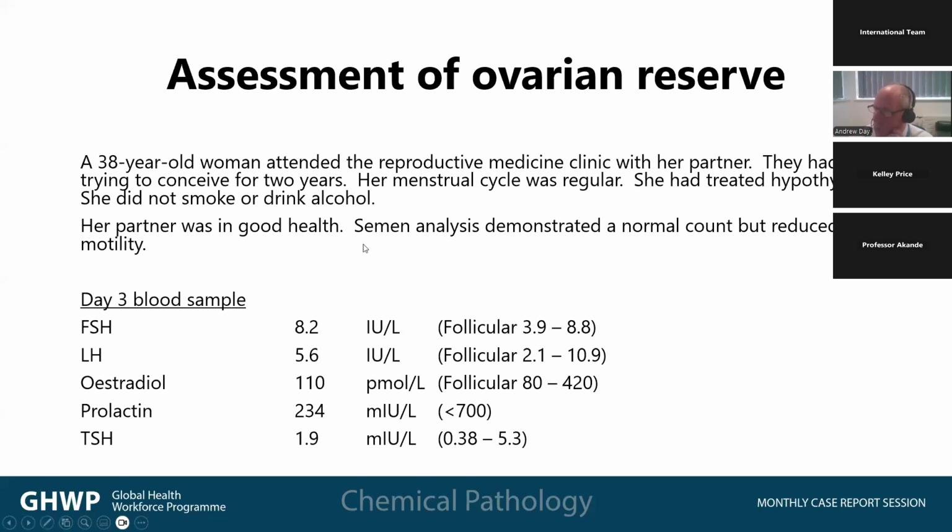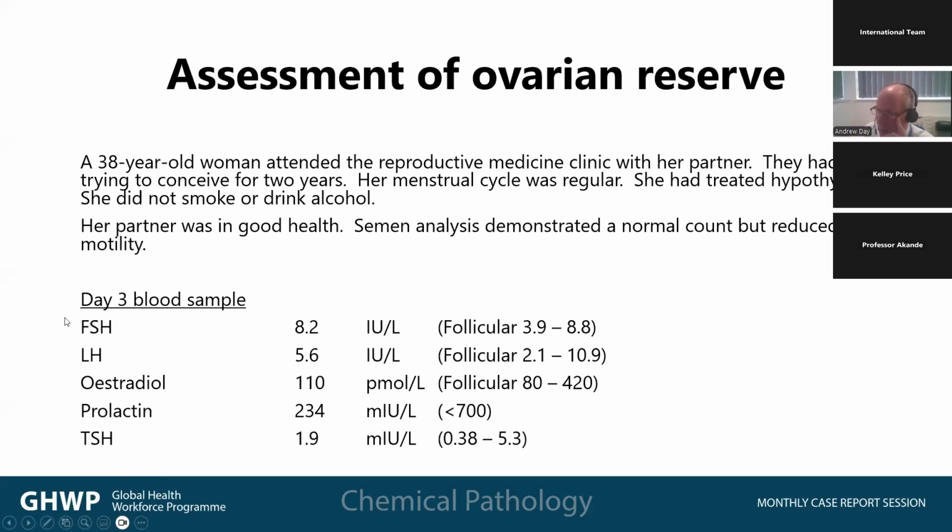A 38-year-old woman attended the clinic with her partner. They'd been trying to conceive for the last 2 years. She had a regular cycle, treated hypothyroidism, didn't smoke, didn't drink alcohol. Her partner was in good health. They were both assessed as is appropriate, and in the partner, semen analysis demonstrated a normal sperm count, but reduced sperm motility, which would limit the possibility for normal conception.